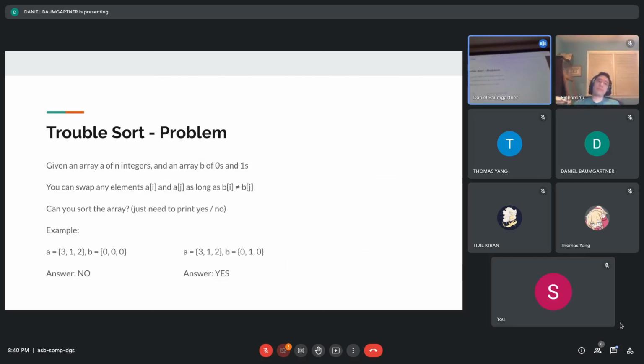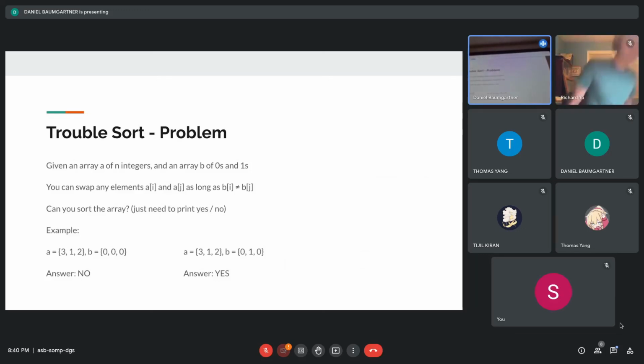You can swap the elements in two indices as long as the indices in B correspond to different numbers. So in the example, you have 3, 1, 2. The second example, 0, 1, 0.